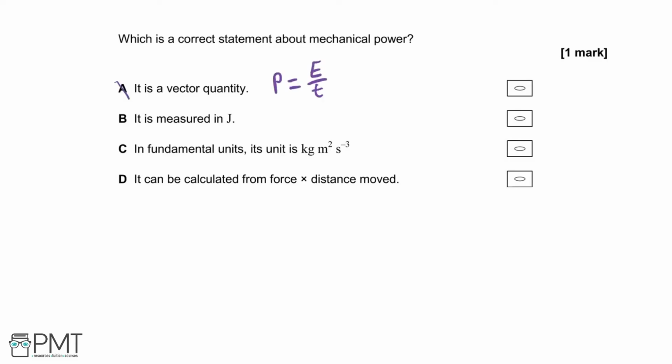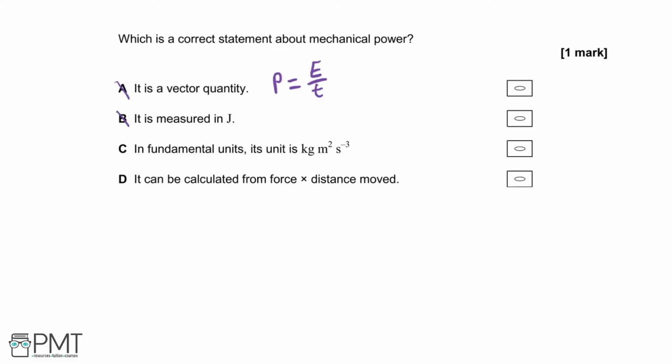It's measured in joules. Well, as we just said, we calculate power by dividing energy by time, or work done divided by time, so it should in theory be in joules per second, not joules. We know that power is actually measured in watts, so B is incorrect. In fundamental units, its unit is kilogram meter squared per second cubed. We're going to come back to that one because we need to look at the equation in more detail and break it down into SI base units. We'll do that in a second.